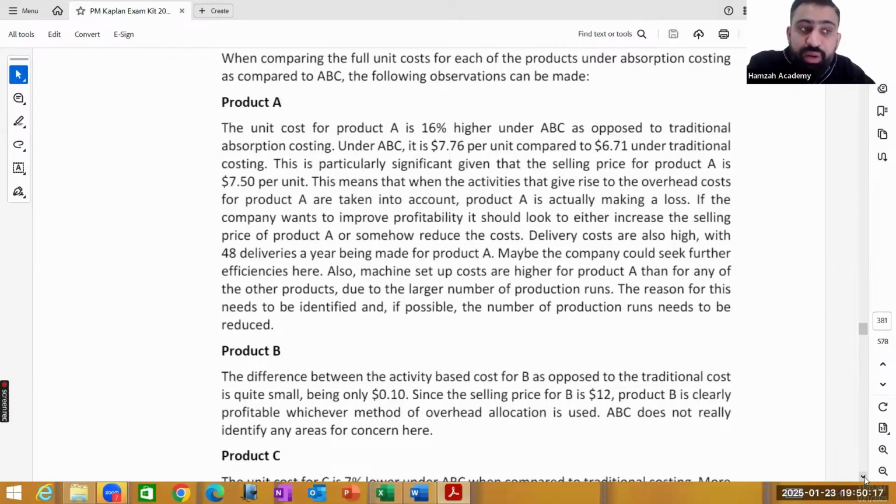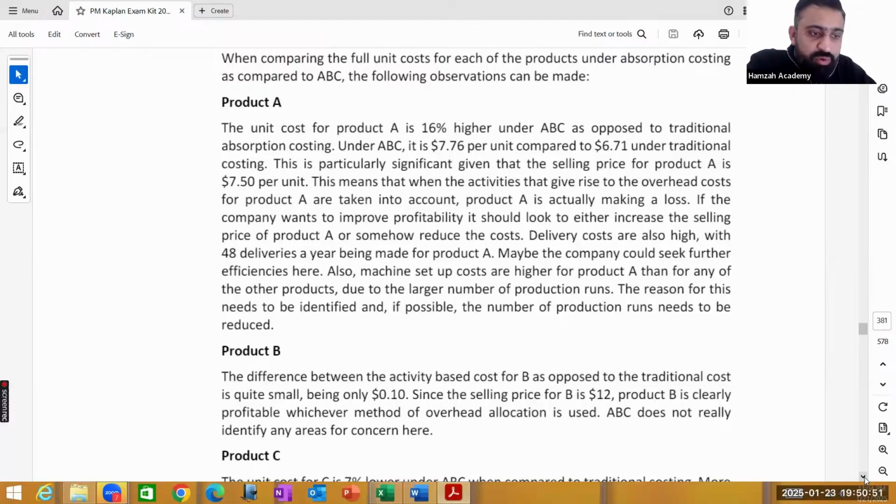So now you are in a better position to identify the factors through which you can improve the profitability of product A. Either you can increase the sale price or you can reduce the activities consumed by it. The deliveries and the production runs are mostly used by product A here. So if we reduce these two activities and achieve some efficiency there, then obviously it will help us to improve the profitability of that.